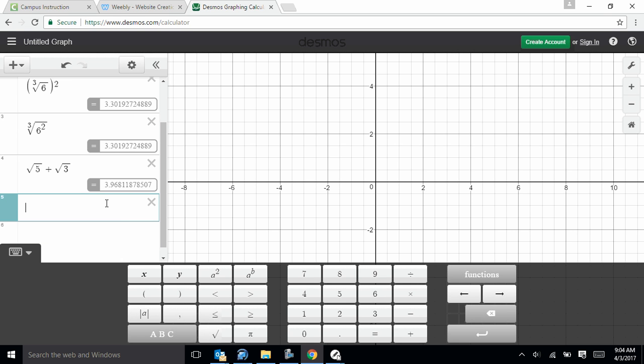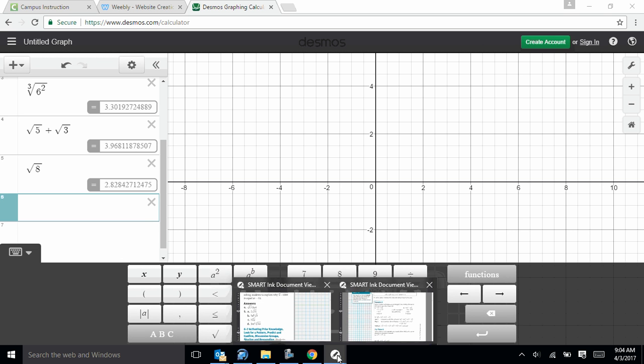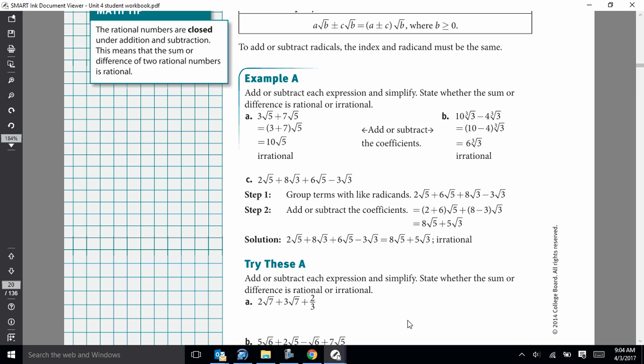So I got 3.97 when I take square root of 5 plus square root of 3. And then the square root of 8 is 2.82. So when I add these together, do they equal that? No. So can we just add them together? No. All right, so be very careful with that because that's probably going to be the easiest mistake to make.